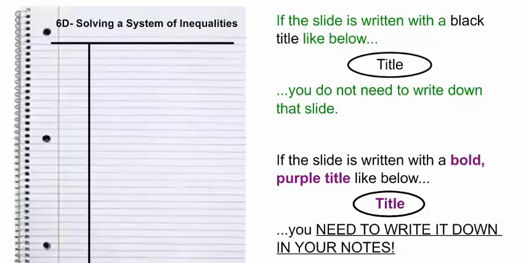The second thing is to help you focus your attention on the things that you need to write down versus the things that you just need to pay attention to. There is a difference based on the title on the screen. If the slide title is written in plain black, it is something you do not need to write down. You simply need to pay attention to it. If the slide title is written in purple and bold, it is something you need to write down and make sure you have in your notes. So again, if it's just plain black, make sure you are not writing it down and just paying attention, and if it is purple and bold, make sure that you are writing it down.